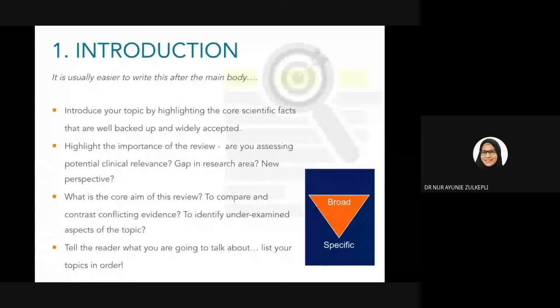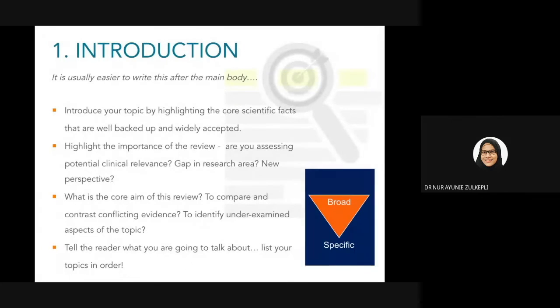So you can describe the importance that relates to the clinical relevance, and what is your gap in the research area? Are you studying about the new things, the novel thing? Okay, is that your gap, or are you reviewing a new perspective? So you include that in your introduction.